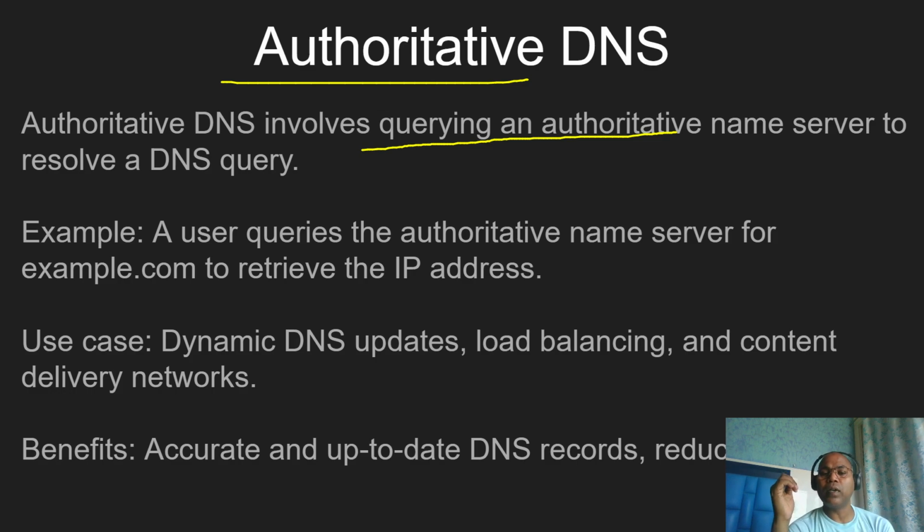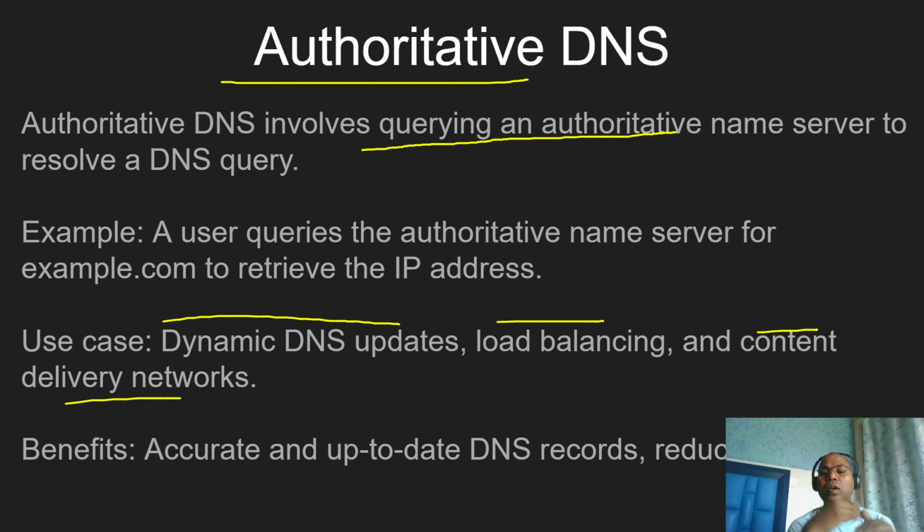They have complete DNS records available. A user queries the authoritative name server and they can retrieve the IP directly. Some use cases may be dynamic DNS update or load balancing. Generally, serial networks also use a kind of authoritative DNS.